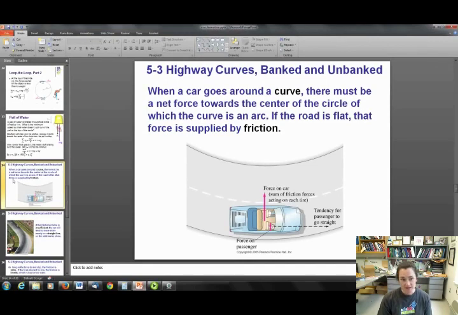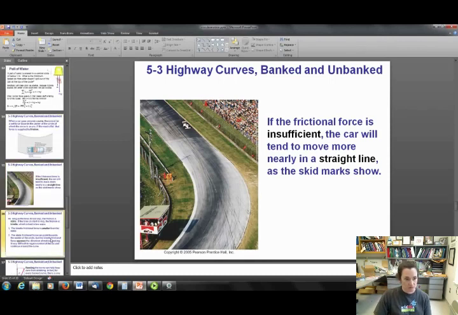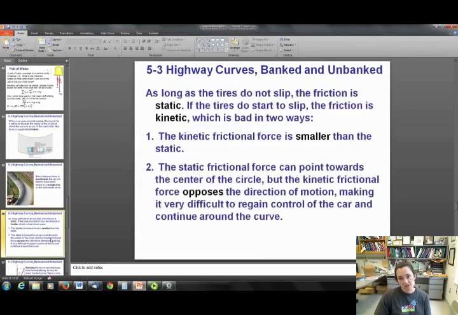If the road's flat, then that has to be friction. Okay? If your frictional force isn't big enough, then the car will tend to move in a straight line and get skid marks, like are shown here in this picture at a racetrack. Okay? So as long as the tires don't slip, the friction is static friction. And that's because as the tire rolls through, each point on the tire is still with respect to the ground.